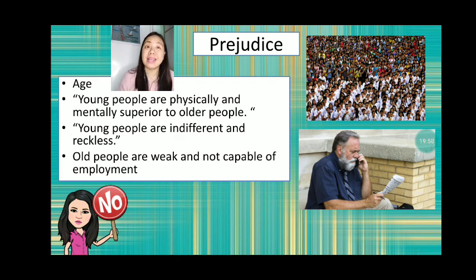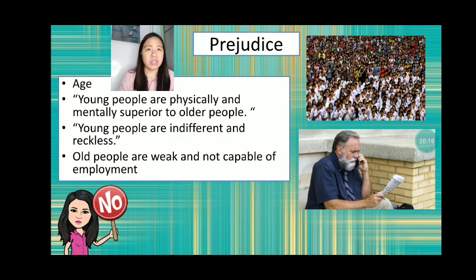Kapag bias, kilala mo sila and or minsan choices mo sila and then may pinapanigan kang isa. Okay, yun yung difference nila. Another example, prejudice of age, young people are indifferent and reckless. That's prejudice because you are overgeneralizing that pag young people, they are reckless. Magulo sila.